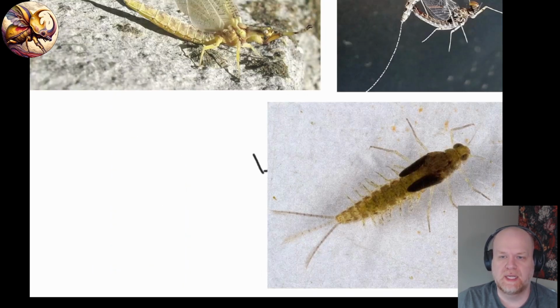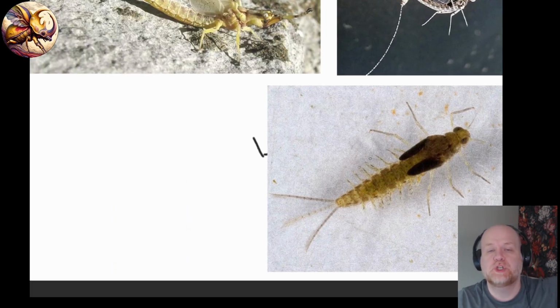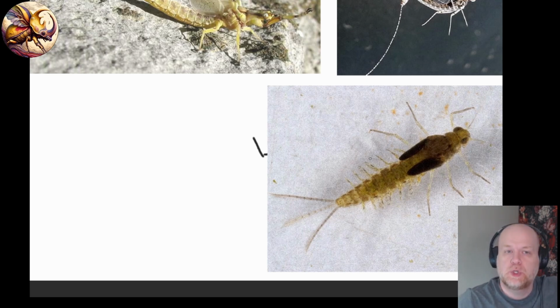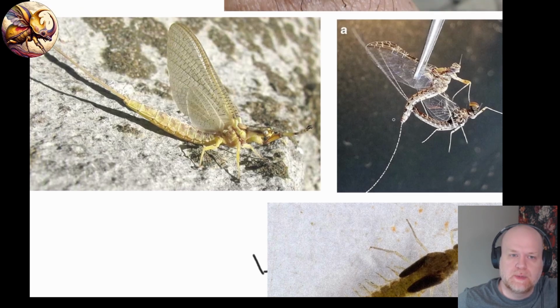When it is time for them to emerge, they will make their way from the bottom of the lake or the bottom of the stream to the edges of the stream, or onto the plant, the vegetation growing out of the stream. They'll make their way onto plants, they'll crawl up, and then they will molt. And they will molt into the subimago.